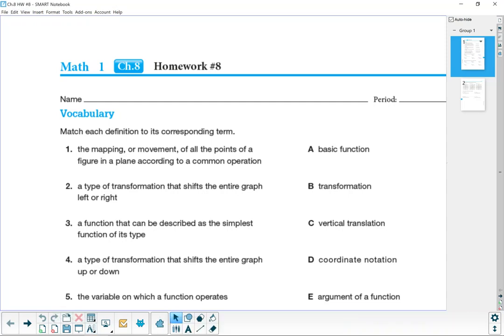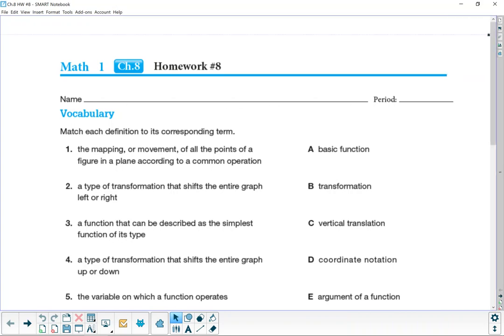All right, folks, let's go ahead and do this. This is homework number 8 for chapter 8. Match each definition to its corresponding term.